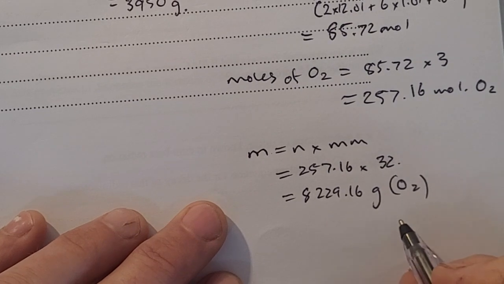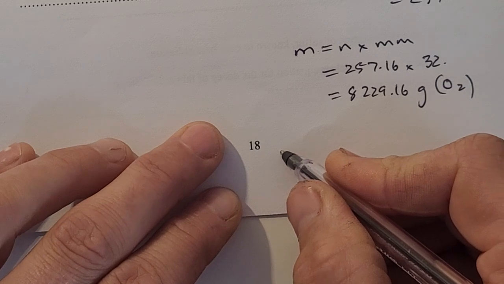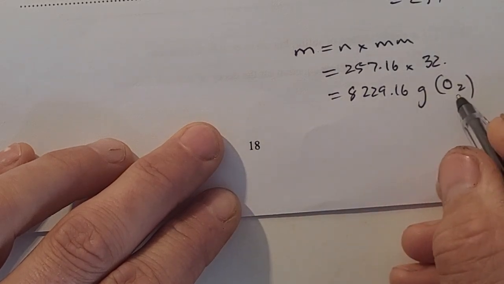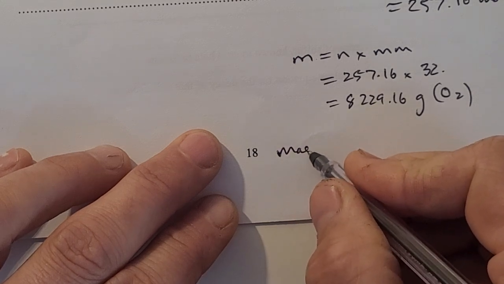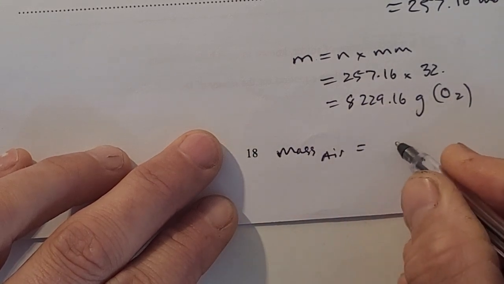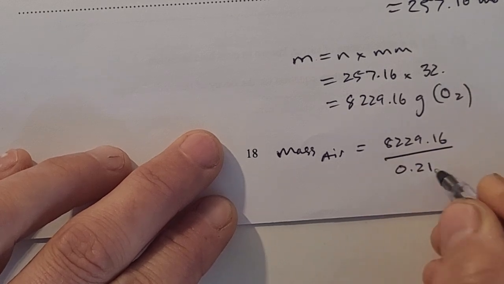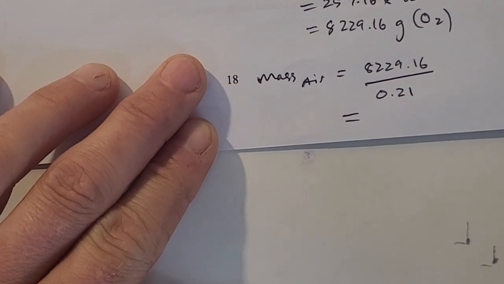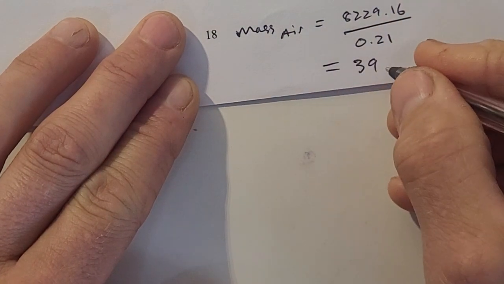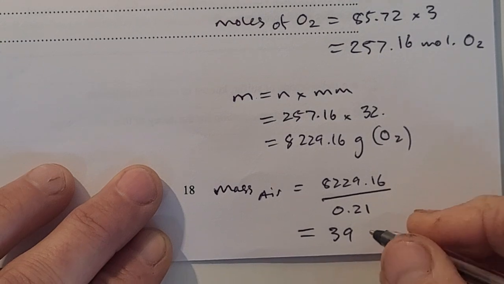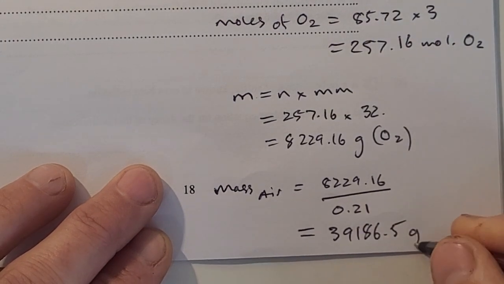But that's not the answer either. They want a mass of air, and we know that oxygen makes up 21% by mass. So mass of air equals 8229.16 divided by 0.21. 39,186.5 grams of air.